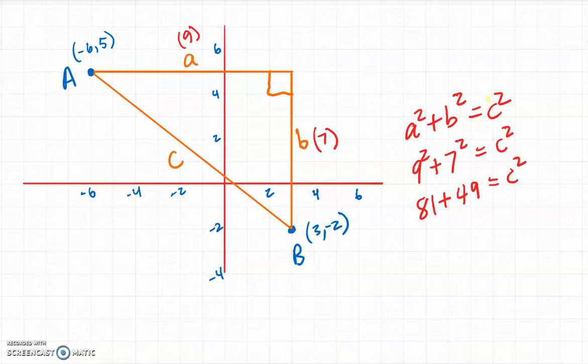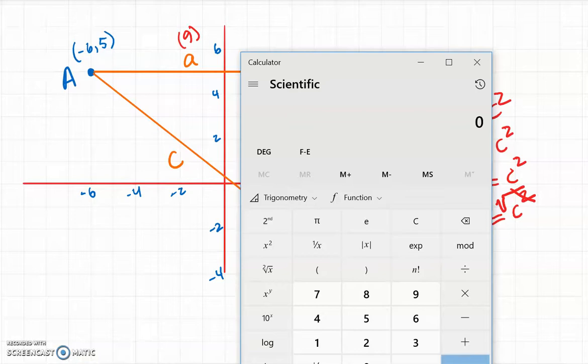9 squared is 81, 7 squared is 49. You should have a calculator out. If we add those together, we should get 130 equals c squared. And then to solve for c, we want to undo the square. So some number squared is 130. To figure this out, we do the opposite, which is the square root. So if I take the square root, that cancels the square, and it tells me that c is the square root of 130. Punch the square root of 130 into your calculator, and please tell me what you get.